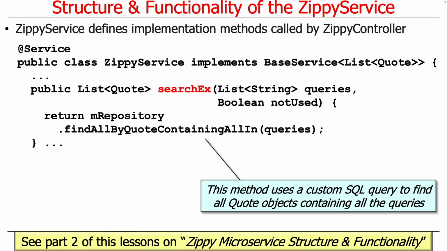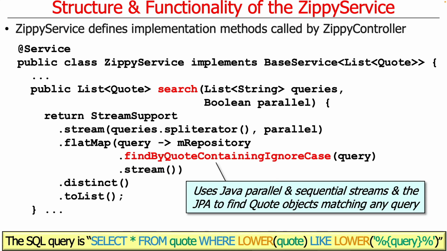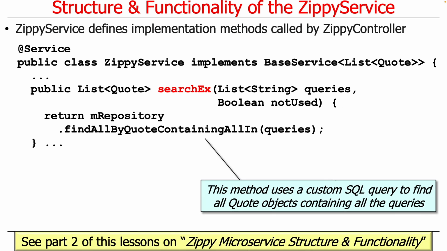The last method here, which is really what we're going to talk about in more detail in the second part of this lesson, is the searchEX method. This one takes a list of queries and a Boolean that's ignored for this implementation. What it's going to do is findAllByQuoteContainingAllIn. That's a custom method that we write, that will generate an SQL query programmatically, as you'll see in a minute. That will return all the quote objects in the database that contain all of the queries. So they have to have everything, whereas this one returned stuff that had any of the queries. So this is any, and this is all.